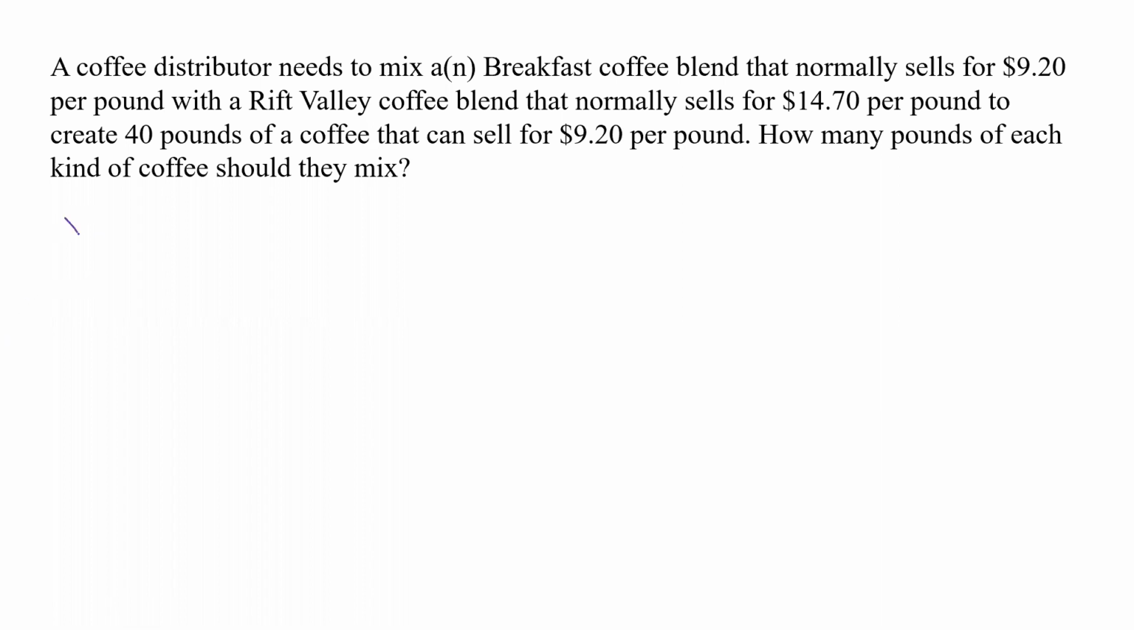Okay, so we're going to have x equal the breakfast blend, and we're going to mix that with y equals the Rift Valley. And these again are going to be pounds. Okay, so what do we know? Well, we know we're going to create a total of 40 pounds of coffee. So we know that x plus y equals 40.